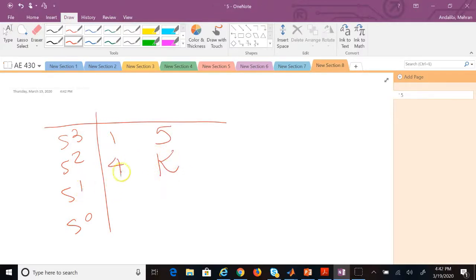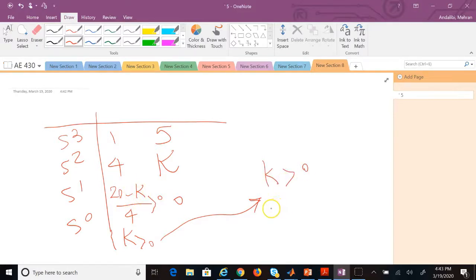And what is this coefficient, if you still remember? That's 20 minus K divided by 4. This one is 0, and that one is K. So we know that if we don't want any root on the right-hand side, there should be no sign change in the first column. Therefore, because the first two are positive, everything should be positive. So this guy should be positive, and this whole thing should be positive. So what do I have? K should be bigger than 0, and the numerator is bigger than 0, so K should be less than 20. So you see Routh-Hurwitz is giving me exactly the same thing.